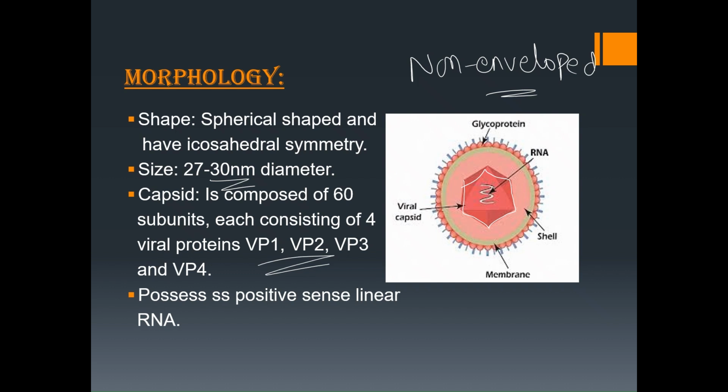And this poliovirus has single-stranded RNA as its nucleic acid. This is about the structure of poliovirus. It has a spherical shape, measures about 27 to 30 nanometers in diameter, and the nucleocapsid is icosahedral in symmetry. The capsid is composed of 60 subunits or capsomers, each consisting of 4 viral proteins. And poliovirus has positive-sense linear single-stranded RNA.